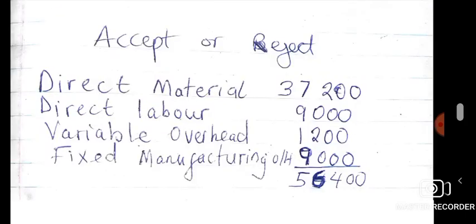Suppose you are given that for producing those 100 bicycles that this person wants to purchase, your accountant draws up a statement showing the total costs that will be incurred: direct materials of 37,200, direct labor of 9,000, variable overhead of 1,200, fixed manufacturing overhead of 9,000. Then you get your total cost as 56,400.